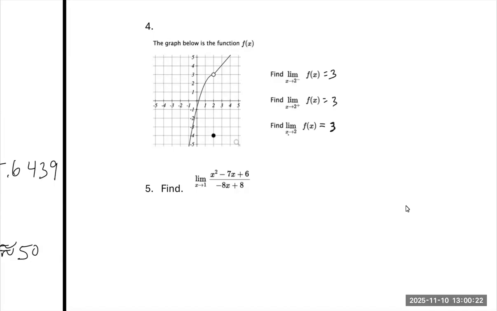If we've seen examples in the homework where the left limit and the right limit did not match, like one was 3 and one was 4, then we would say the last one does not exist, because these two have to be equal in order for this one to exist.